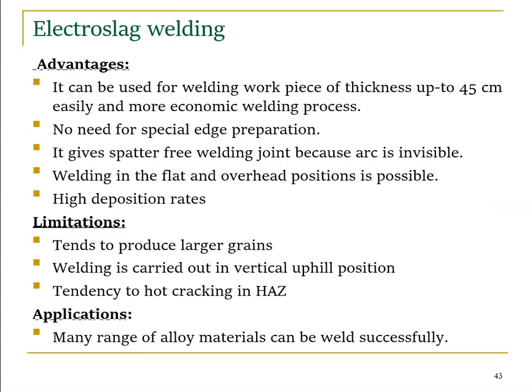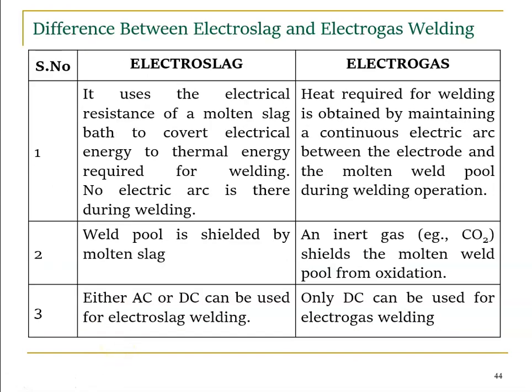So the advantages are it can be used for welding workpieces up to 45 centimeter thickness. No need for special edge preparation. It gives a spatter free weld joint. Welding in the flat and overhead position is possible. High deposition rates, so we can reduce the number of passes. Limitations: it tends to produce larger grains. Welding is carried out in a vertical uphill position. Tendency to hot cracking in HAZ. HAZ stands for heat affected zone, right? Heat affected zone. Applications: a wide range of alloy materials can be welded successfully.